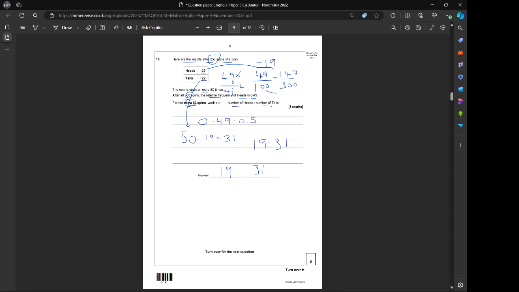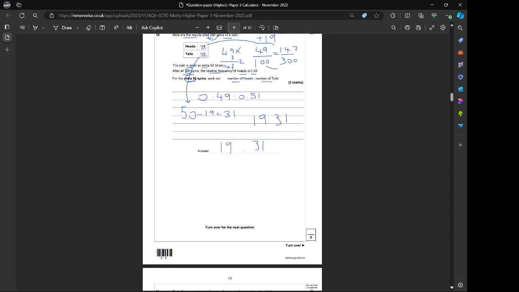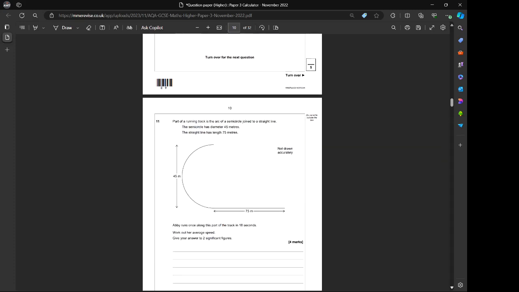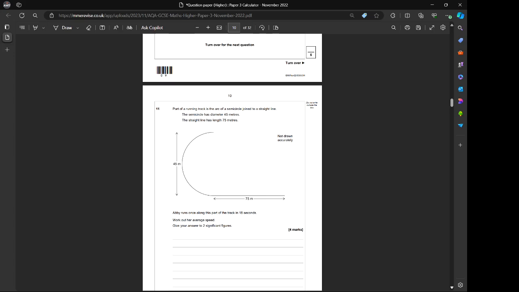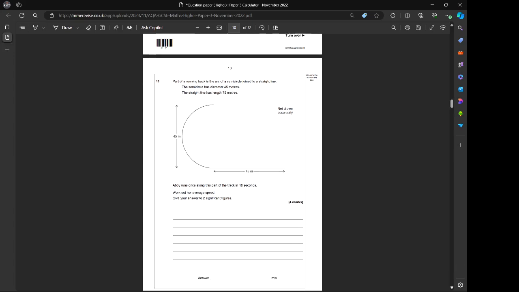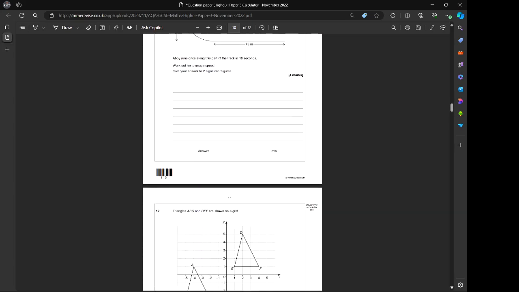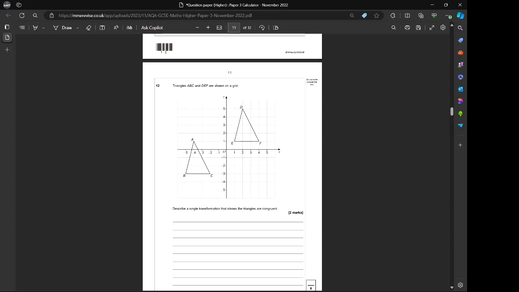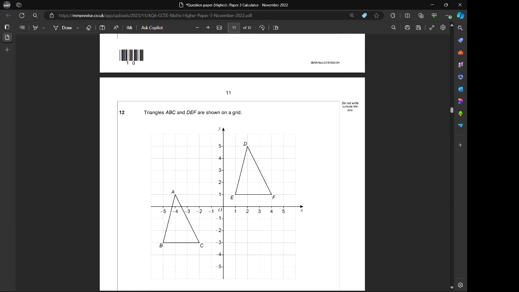Now I might skip a few here. This one records the actual paper, which should be printed here. So what I'm going to do is skip that. Let us try question number 12.